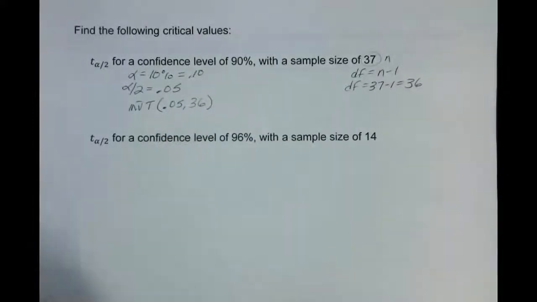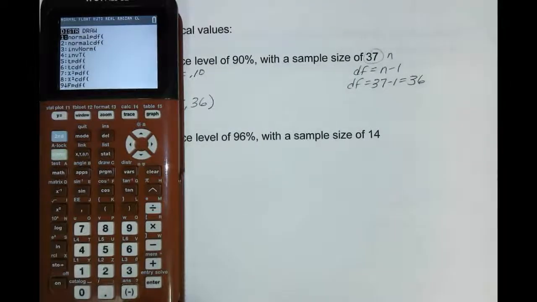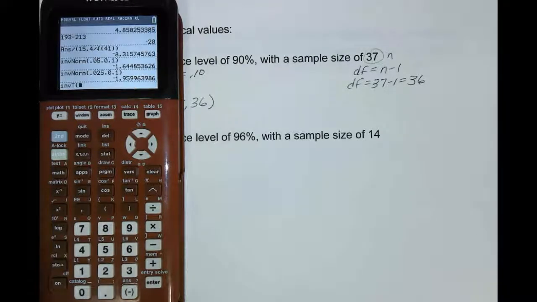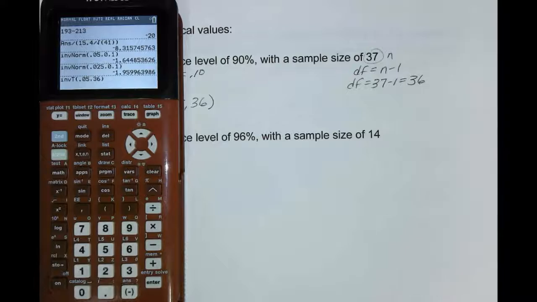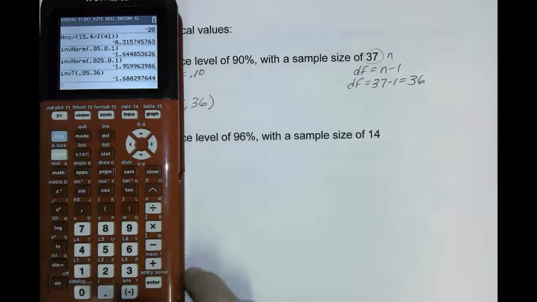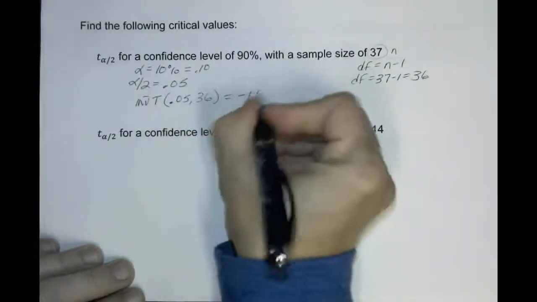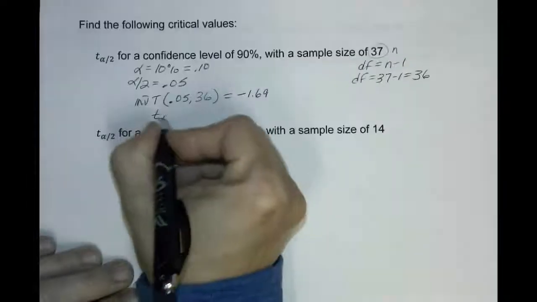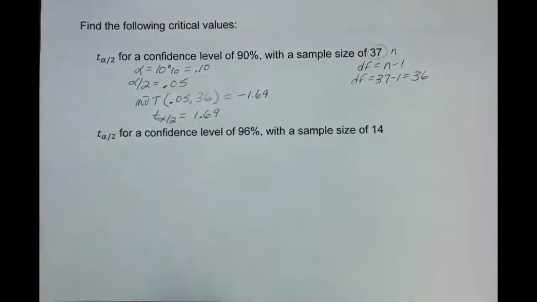So that's what you would put into your calculator. I'll even show you how I'm doing this on my calculator. I'm in my distribution menu, I'm using number 4, which says inverse T, and I'm putting in 0.05 and 36. Okay, so I got negative 1.69 approximately. So that means that our critical value for this is 1.69.